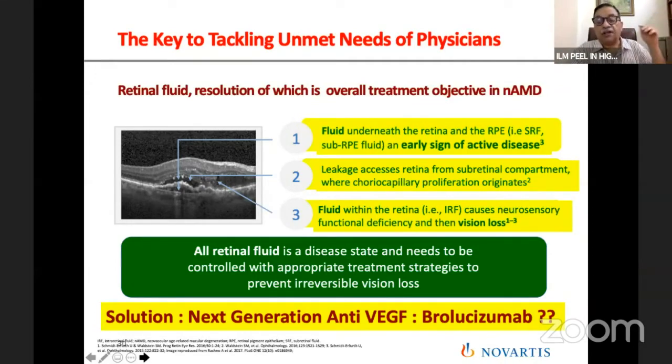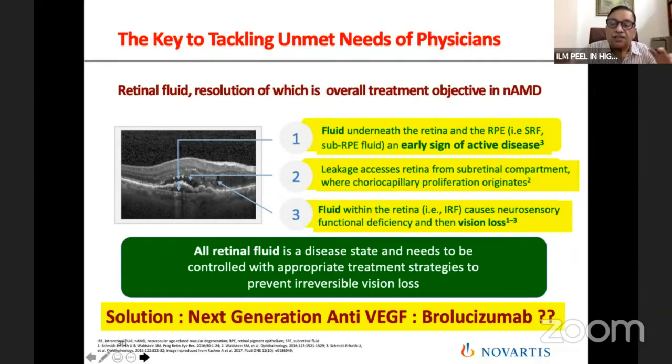This fluid, which is in the intraretinal spaces, in the subretinal space, the sub-RPE space, is an early sign of active disease. And if this can be managed, the patient can be helped. If this continues for a long time, vision loss will occur. So this is the crux of the whole problem.